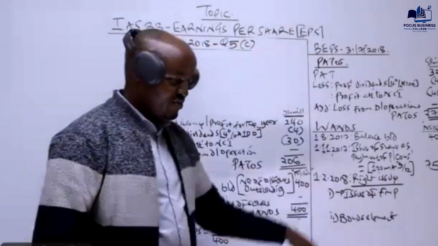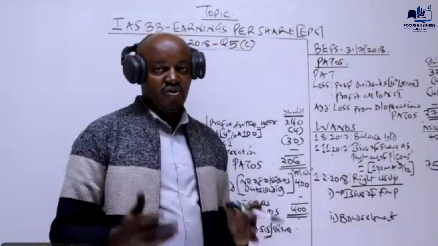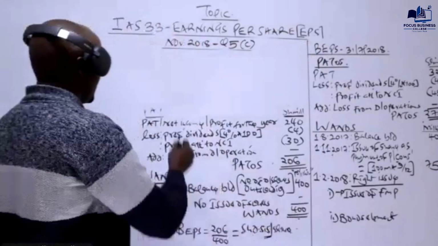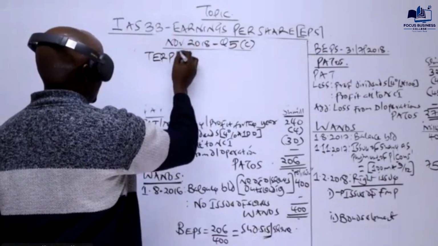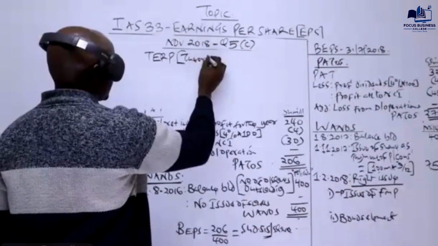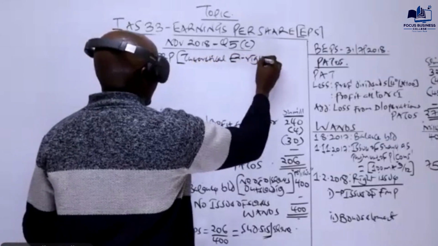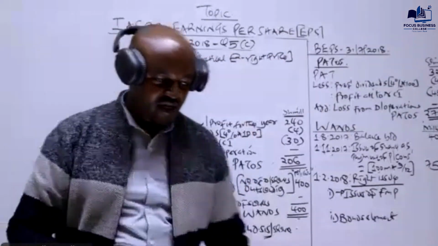But for us to be able to compute these two items, there is a price which you have to compute, which will never be given by the examiner. Which price is that? The price is the theoretical ex-rights price. There is a certain formula you are using in FM.